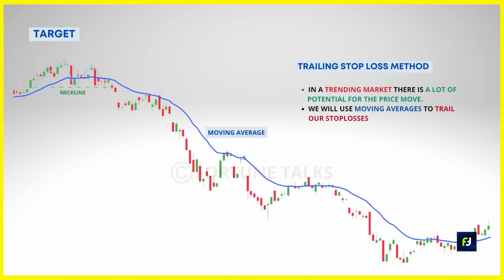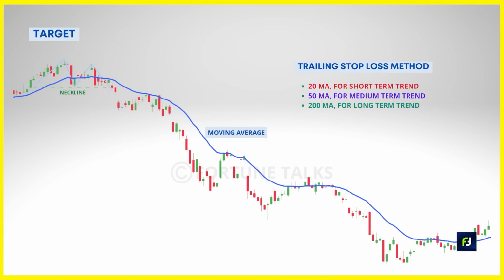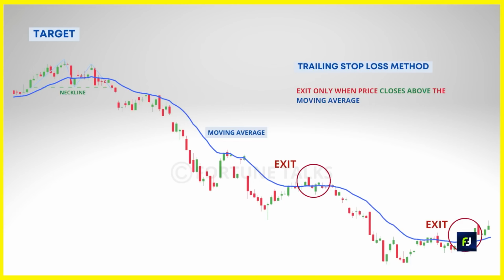The second method of trailing your stop loss is to ride big moves. We will make use of moving averages of different periods to do this. And the selection of moving averages will depend on the time frame that you are trading on. So for capturing short-term trends, you use a 20-period moving average. For a medium-term trend, you use a 50 moving average. And for a long-term trend, you use 100 or 200 moving average. And we will exit the trade only when the price moves below the trailing stop loss.